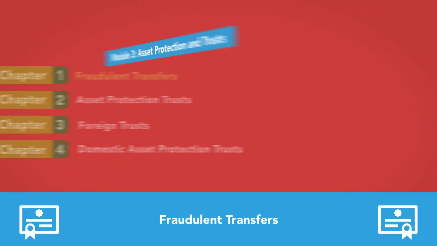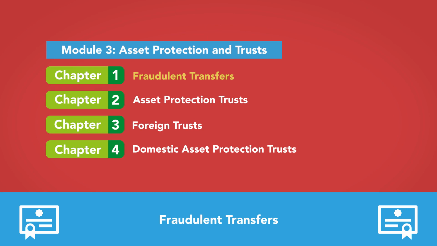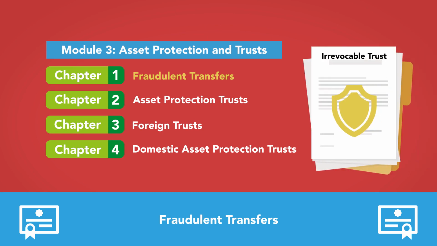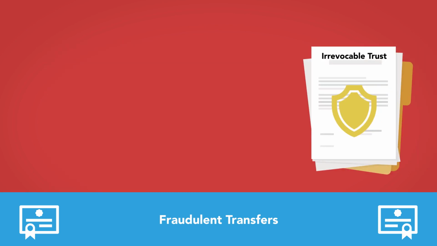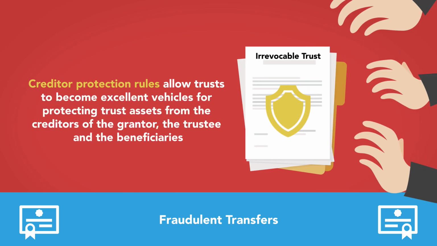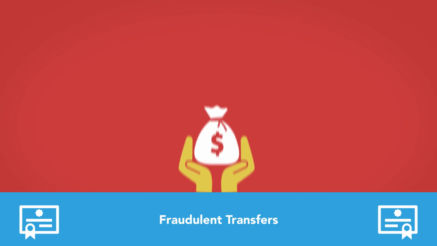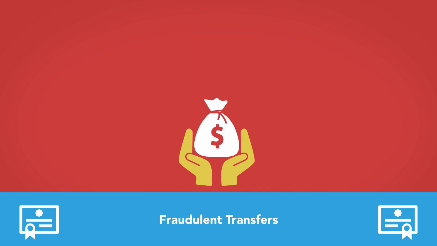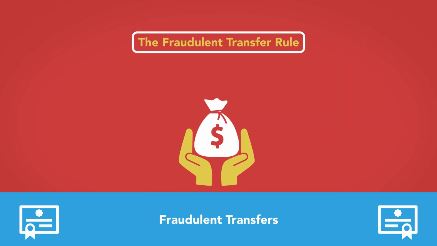Protecting trust assets from potential creditors for distribution to family members is an important goal of virtually every irrevocable trust. Fortunately, the creditor protection rules regarding trusts are quite favorable and allow trusts to become excellent vehicles for protecting trust assets from the creditors of the grantor, the trustee, and the beneficiaries. However, before we start discussing how trusts can be used to protect trust assets, we must first discuss the major and overriding exception, the fraudulent transfer rule.